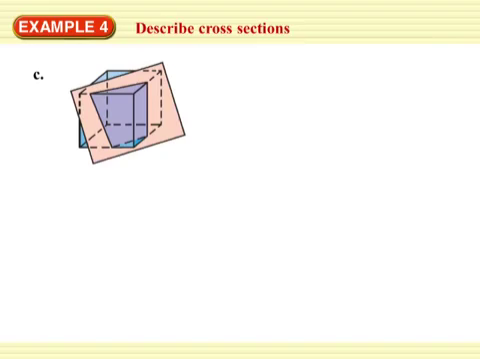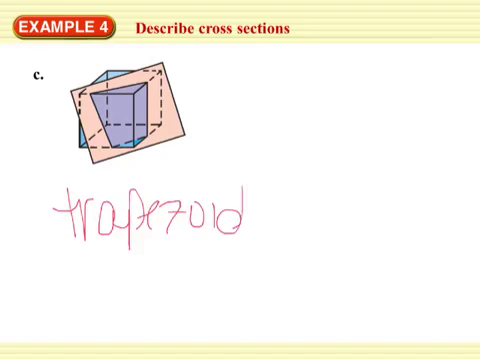Part C. This is still a me-do. The same cube, but I'm sort of cutting it on a slant, and my cross-section looks like a trapezoid because this line and this line are parallel, and these two are not.